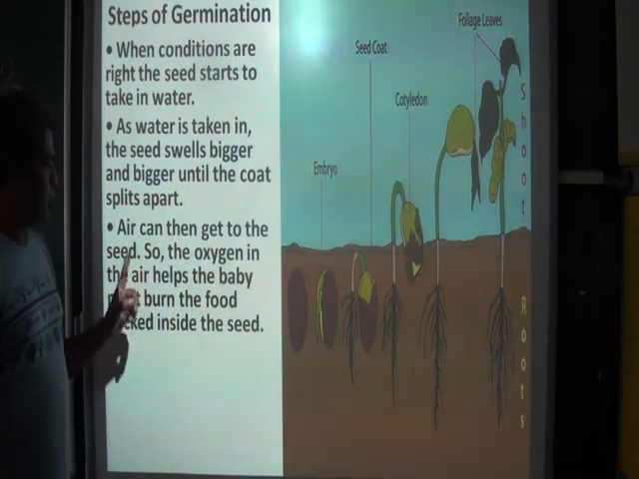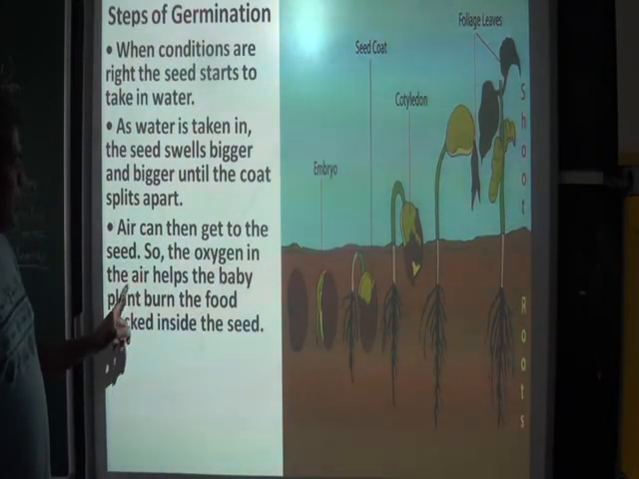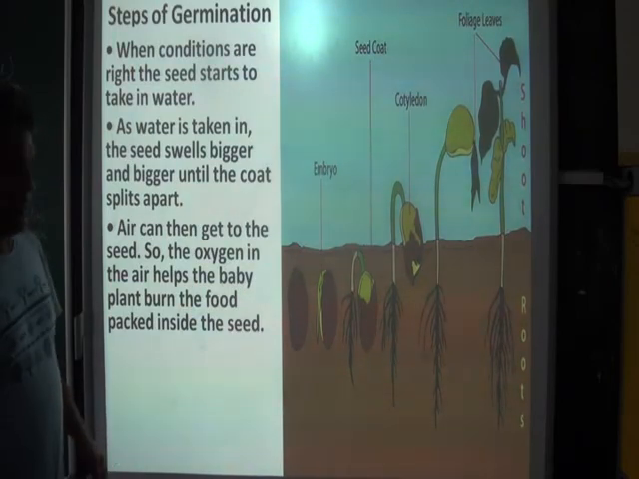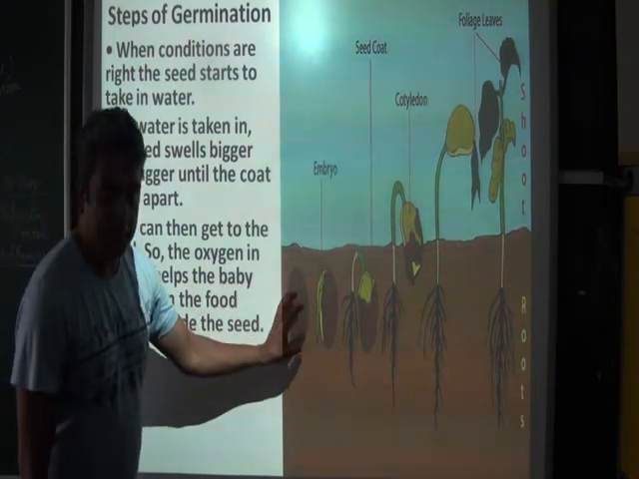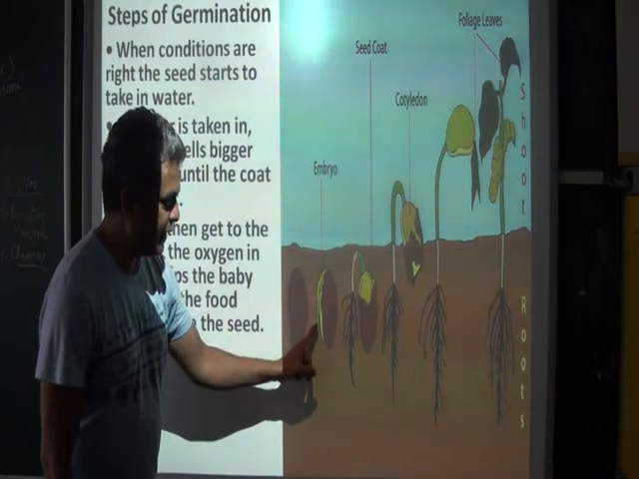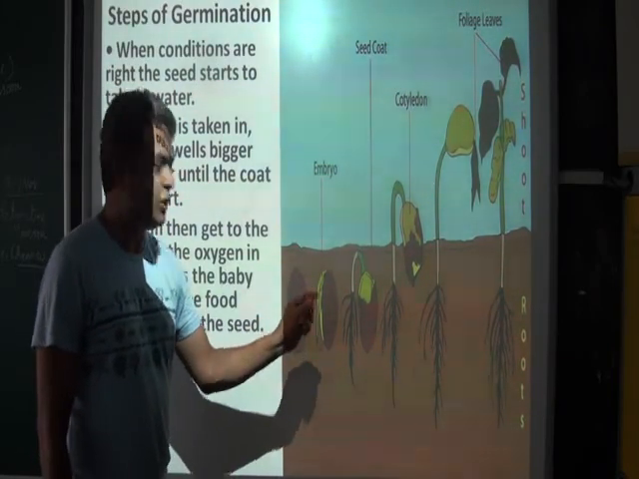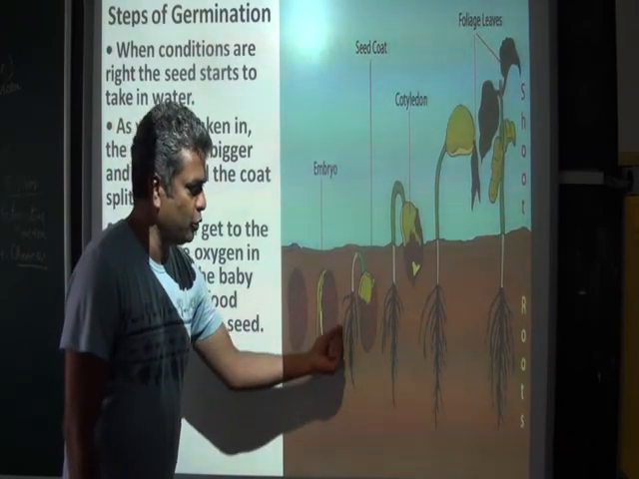Air can then get into the seed so that the oxygen in the air helps the baby plant to burn the food packed inside the seed leaves. So there, you can see the outer covering cracking open and the embryo starts coming out. The roots, what comes out first? The roots will come out and it keeps growing.